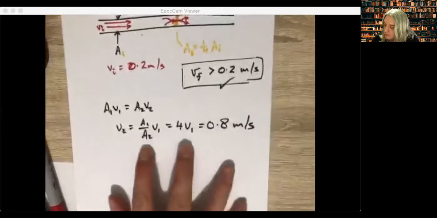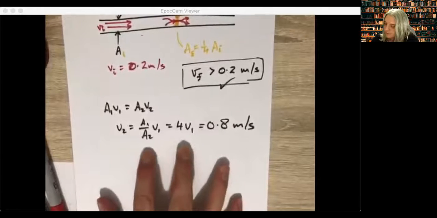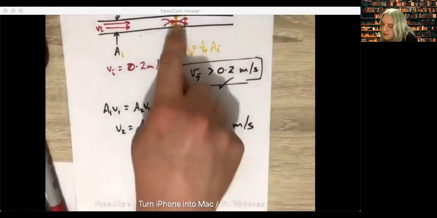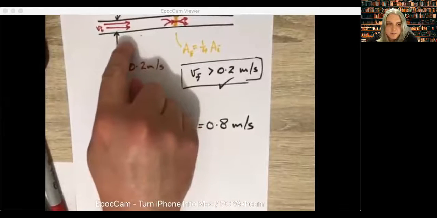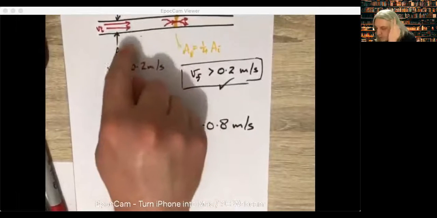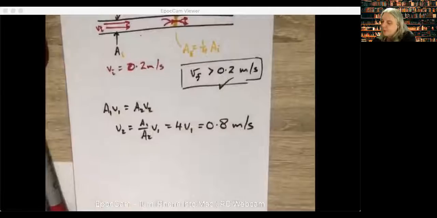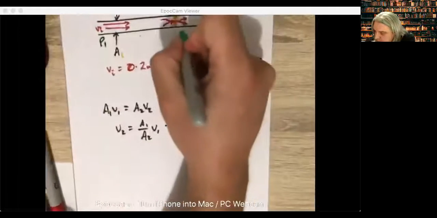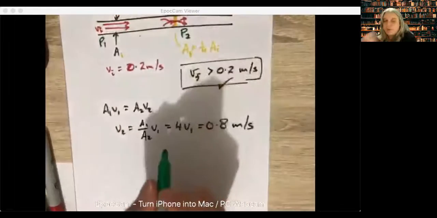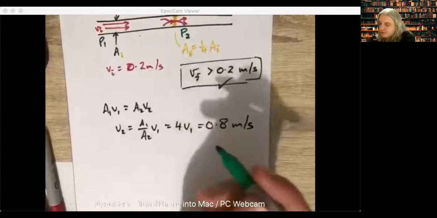So that's our velocity. That was the first part of the question. The second part is, what's the pressure here compared to here? Now, we don't know the original pressure. We don't know P1. We'll call it P1. We're looking for P2. We don't know P1, but we can find the difference in pressure.